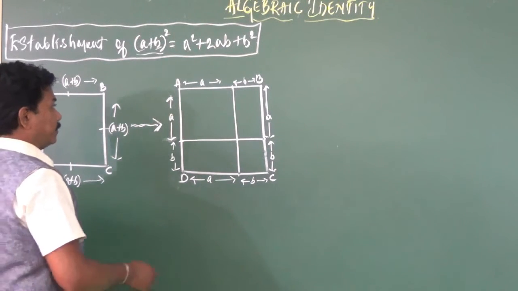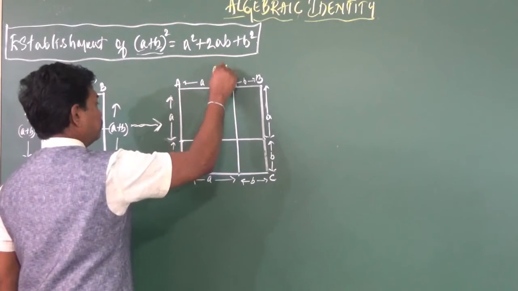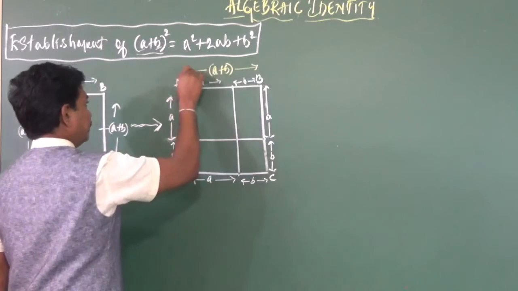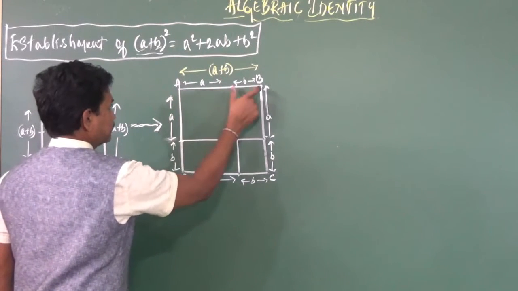Very simple things happen here. This entire thing is a plus b. This entire thing is a plus b. And out of a plus b, this part is a and this part is b.